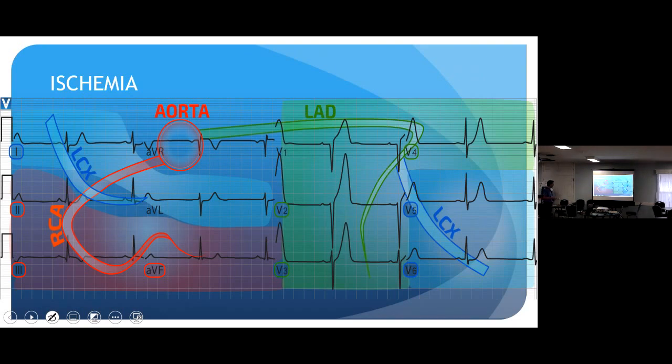This is a cool diagram I got off the interweb that kind of shows you lateral 1, AVL, 5 and 6, 2, 3, and AVF is your inferior coming off the right coronary, and then AVR, septal and anterior. Any questions within reason so far? All right, I like this.